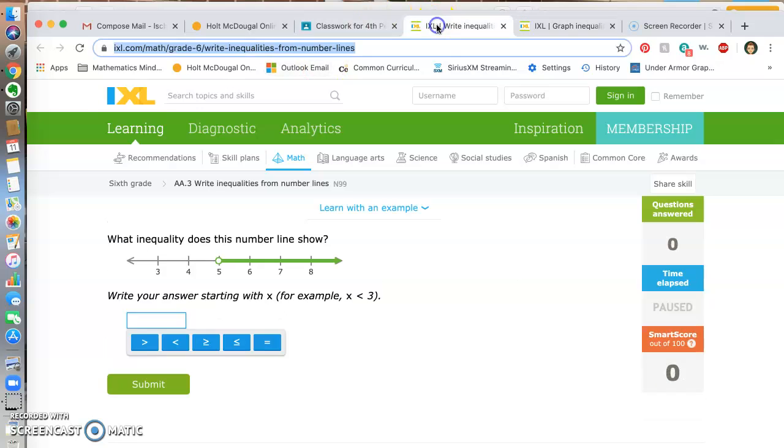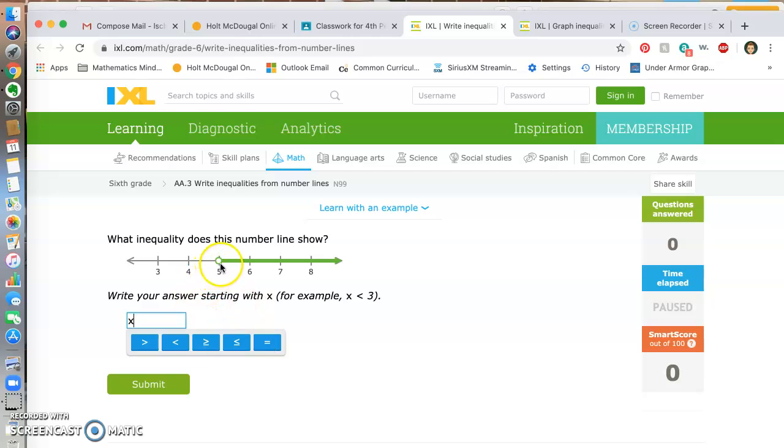All right, so now I'm going to go to the other link, and these you have to write the inequality for what the number line shows you. So you're going to start with X. You've got to type the X, and then you've got to come up with your symbol. Greater than, less than, greater than or equal to, less than or equal to, or equal, but I don't think you can have any equals.